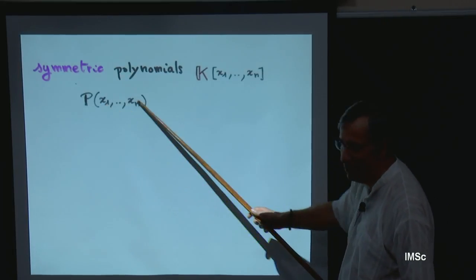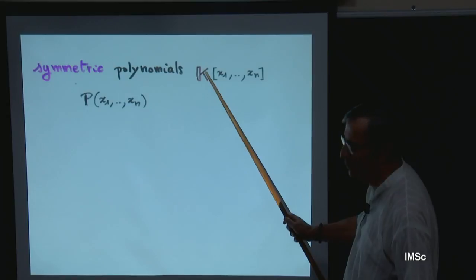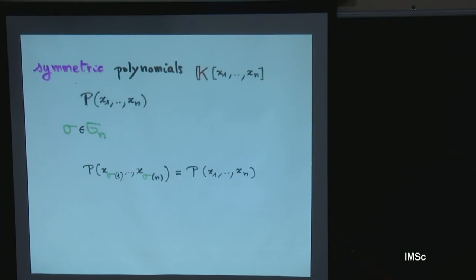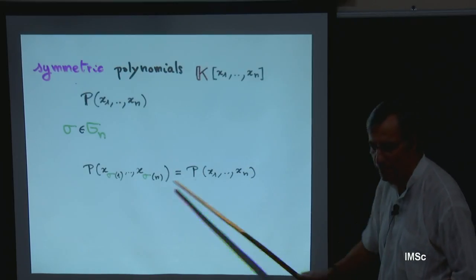I take a polynomial in n variables, with coefficients in a ring K, and it is called symmetric if for any permutation, when you permute the variables, the polynomial is invariant.